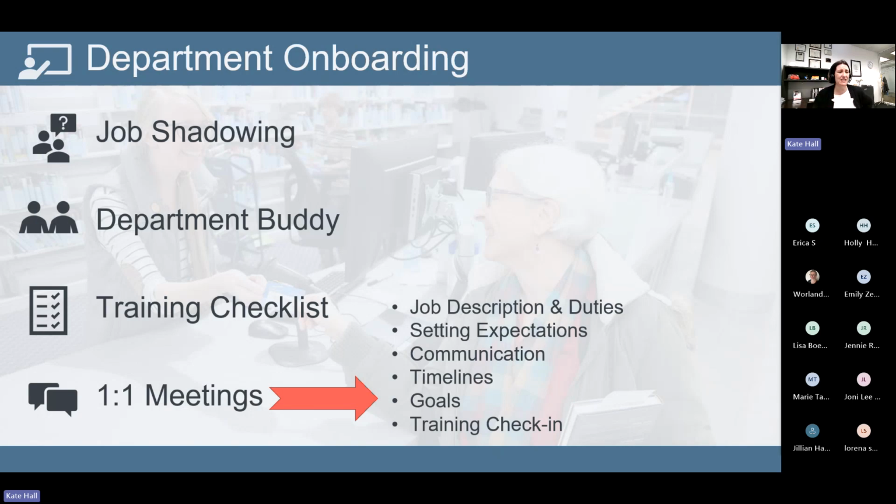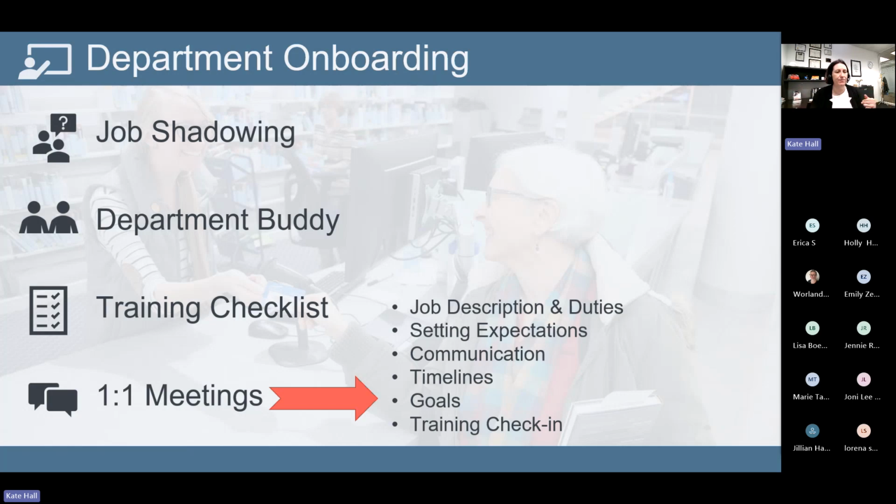Having a training checklist is also helpful. You're going to have some sample training checklists in the resources that I shared. And then having one-on-one meetings is important not only for onboarding, but also just in general. This helps you set those expectations, check in with people, see where they're at with their training. And then I have regular one-on-one meetings with everyone that reports to me. And this just continues. When they start, it's more frequent, and then it goes to like once a month once they're fully onboarded.